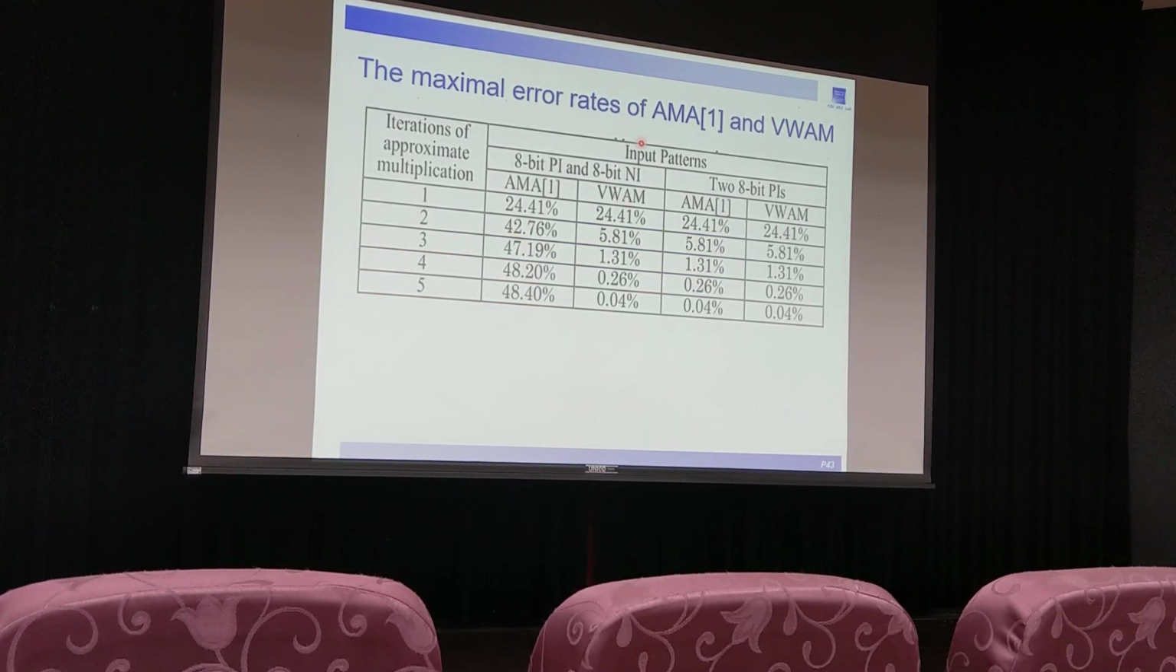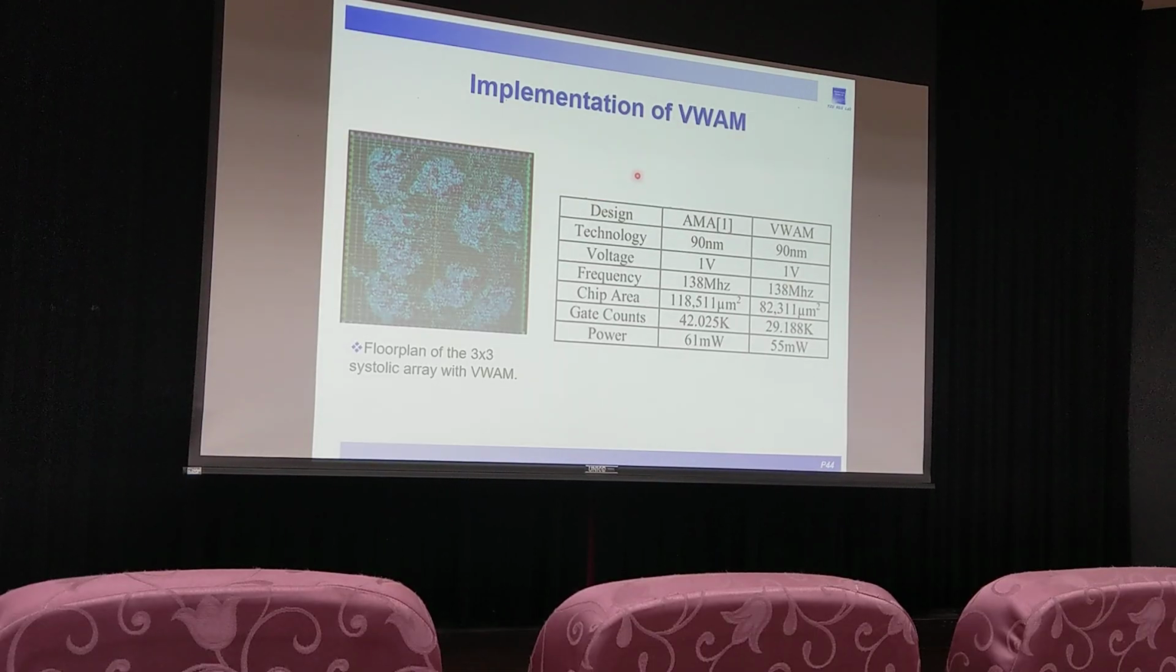This page shows the comparison between our proposed design and the related work. If there are two positive inputs, the results are the same. If the iterations increase, the error will decrease. Then if we have one positive input and one negative input, our proposed design still works correctly, but the related work will crash. So we solve this problem. We also realized the related work and our proposed architecture in 90 nanometer CMOS technology. We found that we can reduce the area and also the power.